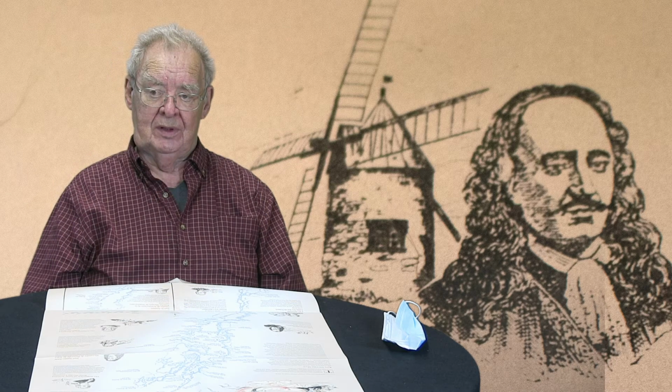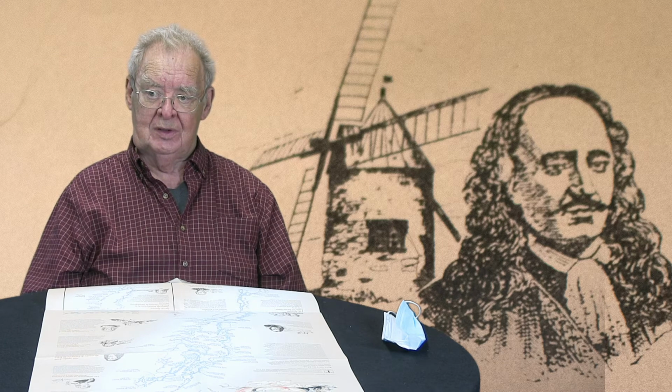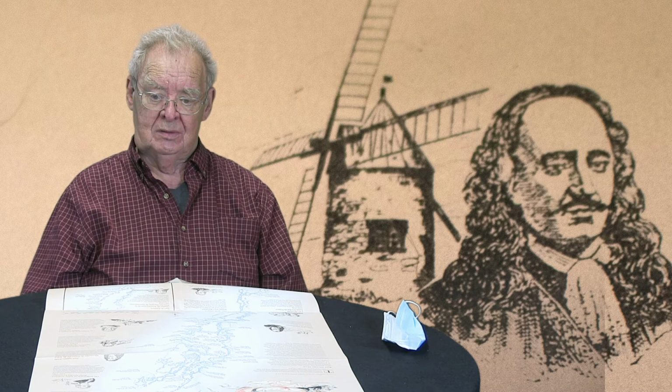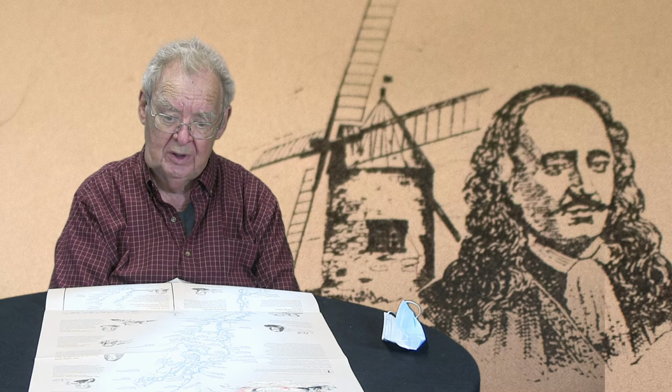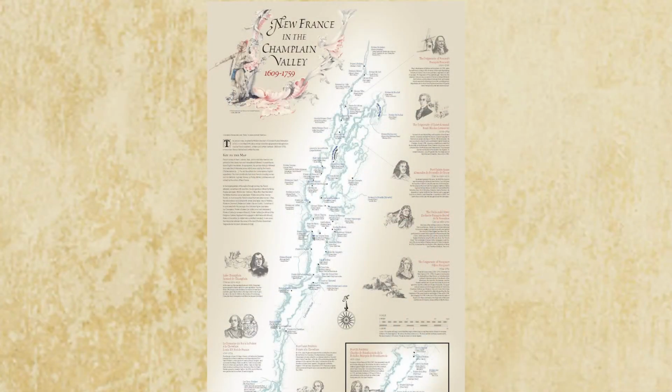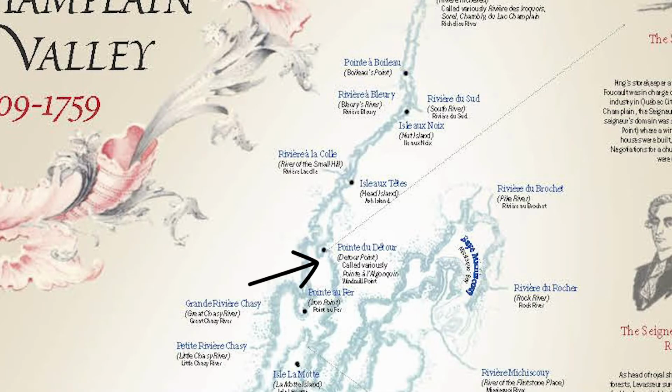So a windmill was one of the most expensive enterprises that a seigneur had to undertake. A lot of money went into these windmills, and they're very interesting to see in action. There were two windmills in the Champlain Valley. One of them was at Windmill Point, way up at the northern end of the area that interests us, called Windmill Point, but in French times called Pointe à l'Algonquin, or Detour Point, Point du Détour.